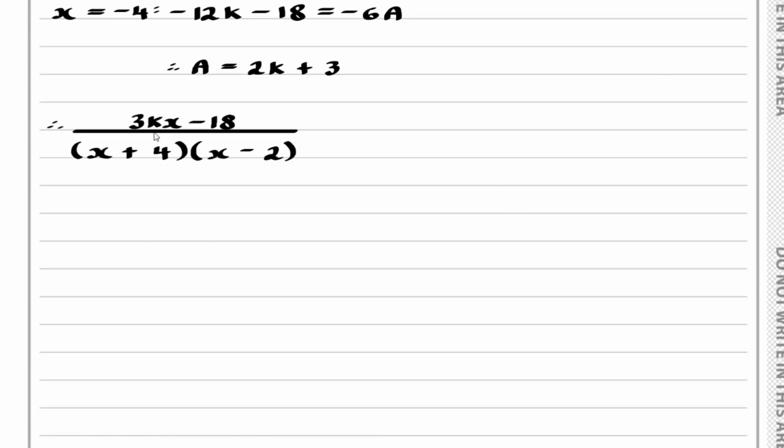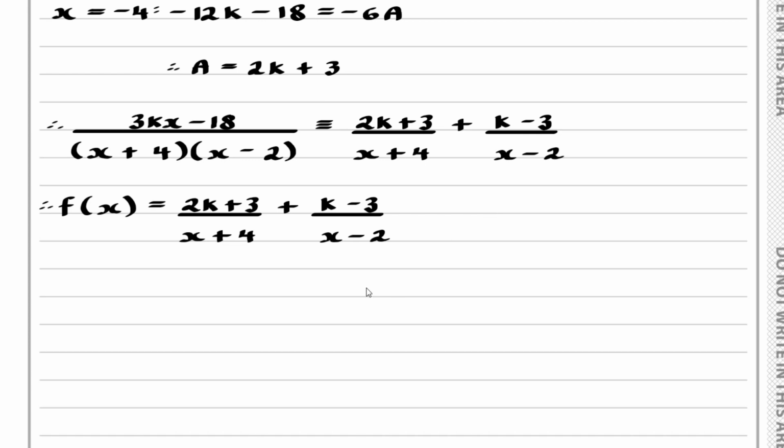So I can conclude then that 3kx subtract 18 over x plus 4 multiplied by x subtract 2 is equivalent to 2k plus 3 over x plus 4 plus k subtract 3 over x subtract 2. Which means f of x is equal to 2k plus 3 over x plus 4 plus k subtract 3 over x subtract 2.